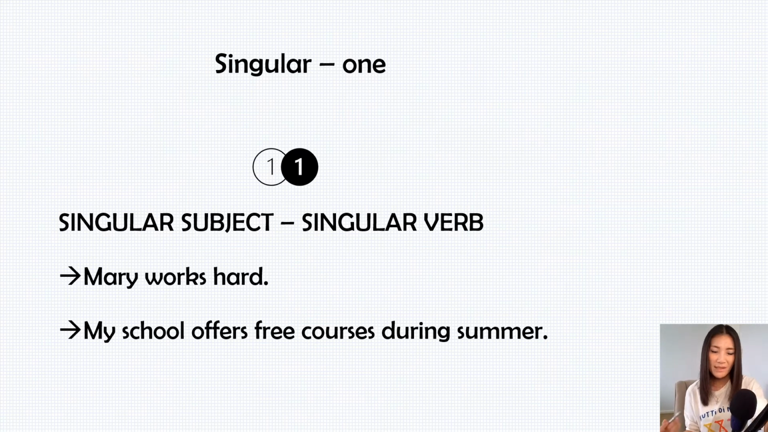So when we say singular, it just means one. When we have a singular subject, we need a singular verb. For example, Mary works hard. Mary is my singular subject, therefore I need the singular verb works. In my second sentence, it says, my school offers free courses during summer. Again, my school is my singular subject and offers is my singular verb.